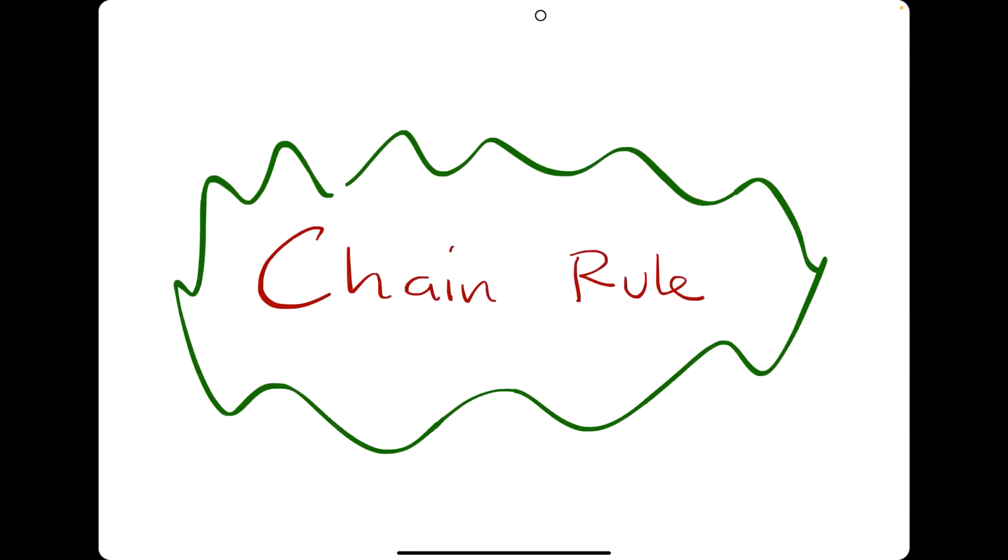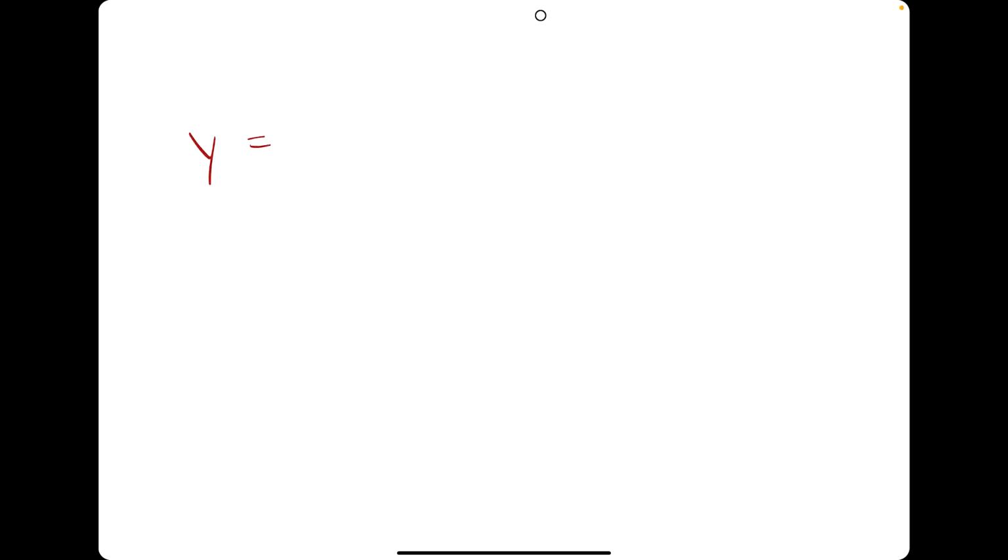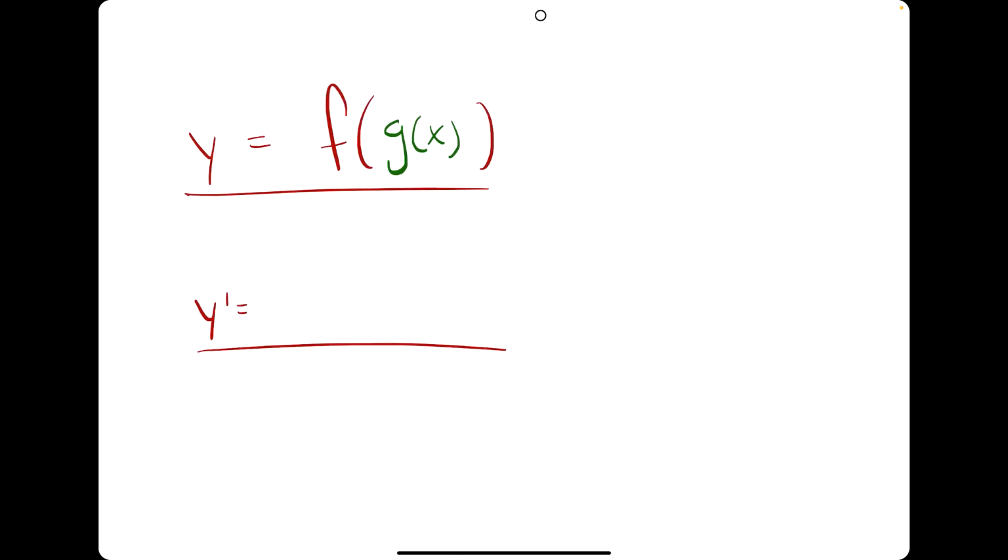Chain rule. So let's say we want to take the derivative of some function y. In other words, we want to find y prime. But let's say the function y is some composite function. In other words, it has outside layers and inside layers. This is where the chain rule comes in. Chain rule is just the process of taking a derivative of a function that has multiple layers to it.